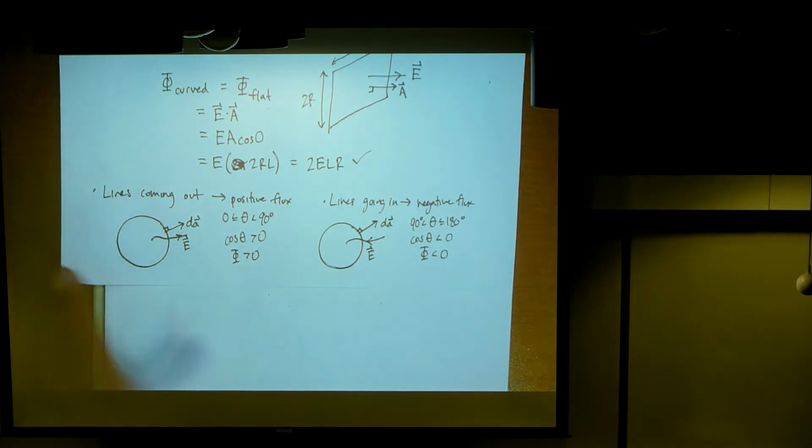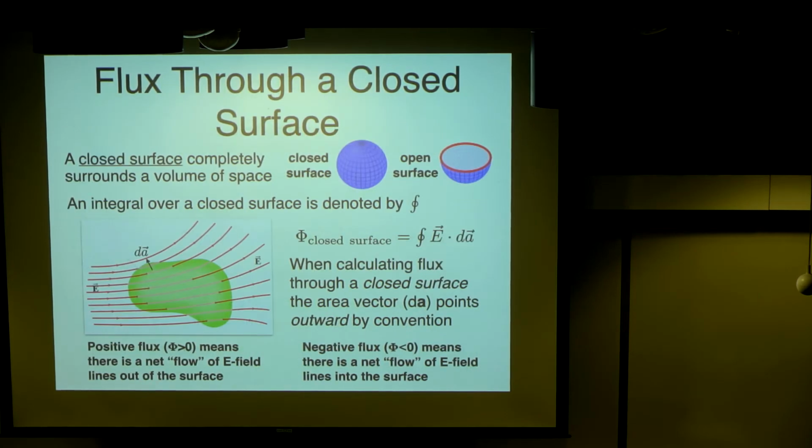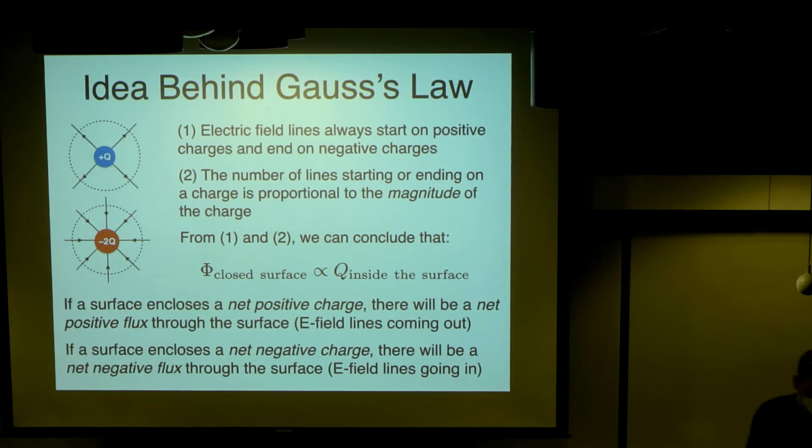So that's just why mathematically this works out, okay? But it's an important thing to remember. You have a closed surface, E field is coming out, that's positive flux, E field is going in, that's negative flux, okay? So any questions on this? All right. Okay, so now hopefully you're convinced about when flux is positive, when flux is negative, okay?